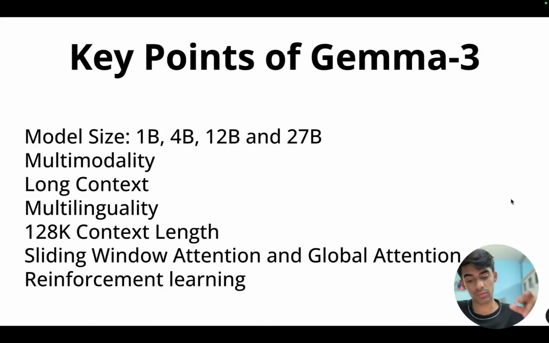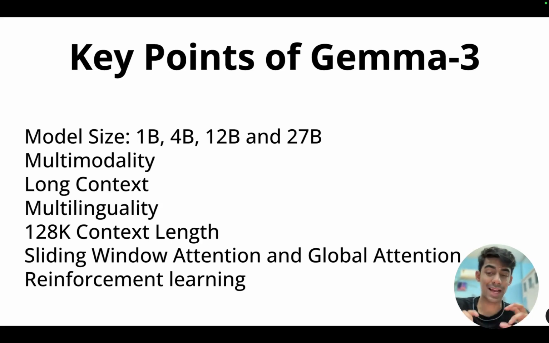Now, coming to the 4 to 5 key points of Gemma 3 that we are going to discuss, I have the paper with me here, and I am going to read some of the lines exactly from the paper so that you guys can know what the authors and the team are trying to convey here. Okay, so they released Gemma in 4 parameter sizes. First is 1 billion, second 4 billion, 12 billion, and 27 billion.